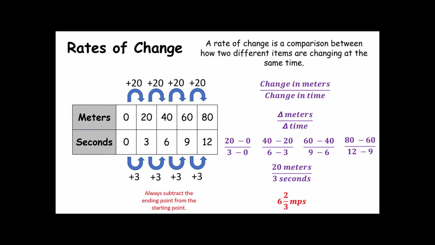By the way, if you want to put that as a unit rate, and I do recommend that you do that, 20 divided by 3 is going to be 6 2/3 meters per second. Meters per second is a derived measure or a speed that's obtained by dividing distance and time.